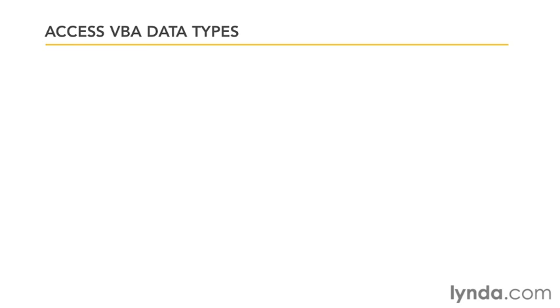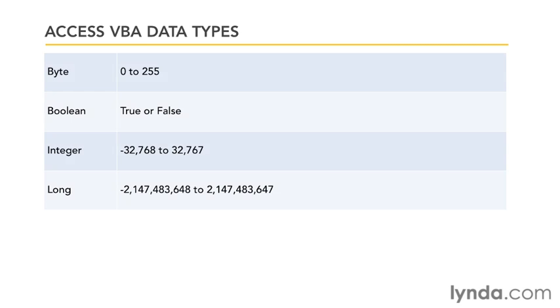When you work with variables in your VBA code, you should define them so they can store the data you want to work with. Access VBA has several data types, which I'm going to summarize in the following 3 slides. The first 4 data types on this slide all deal with numbers that do not have a decimal component.